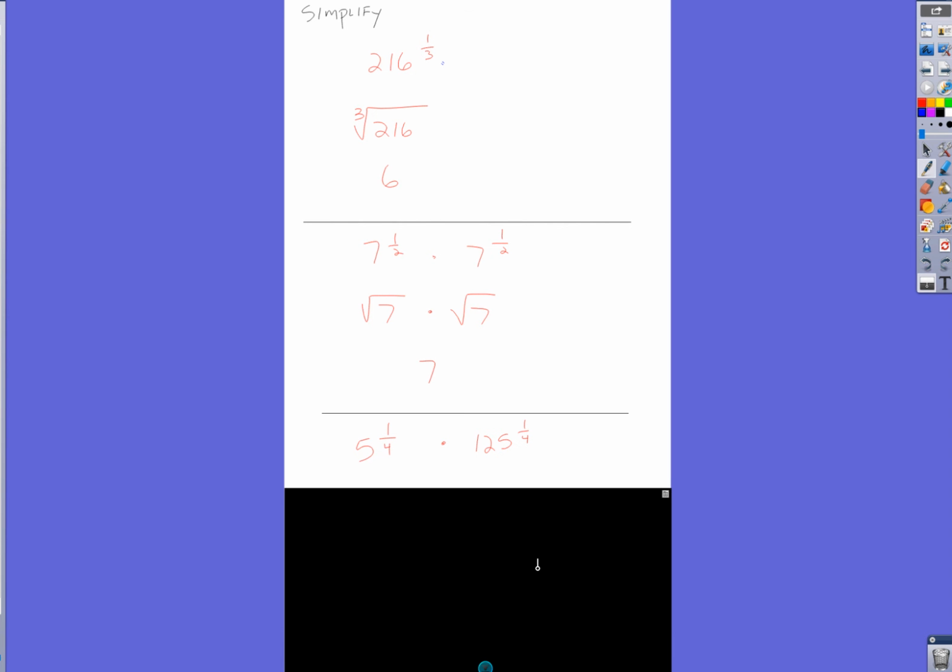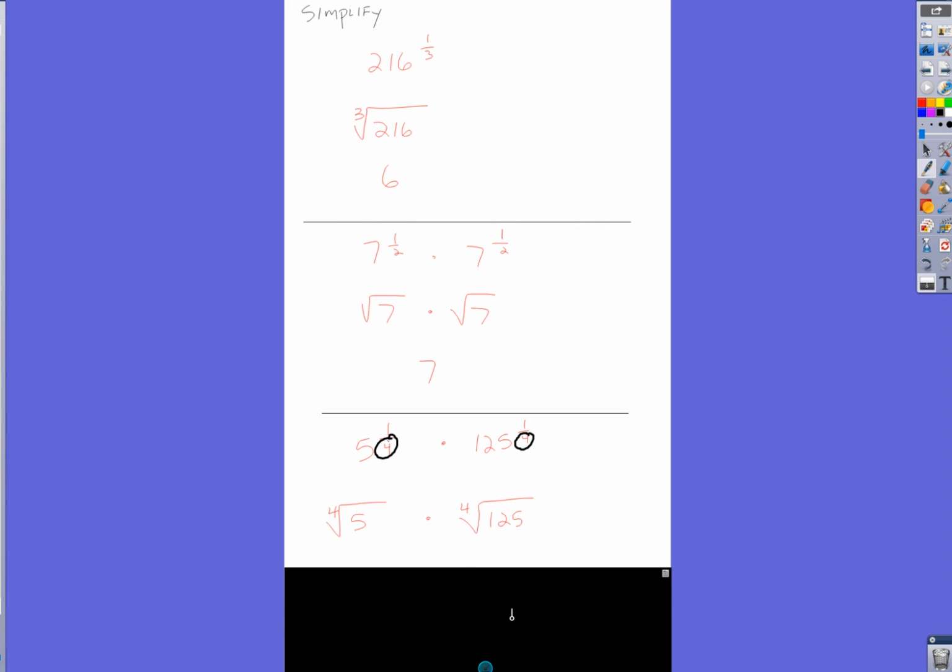But what I would try to get you to focus on here is the fact that the denominators are the same. And if the denominators are the same, what else is going to be the same? The indexes. So when I write these in radical form, I have a fourth root of both of those numbers. One is a 5, one's a 125.